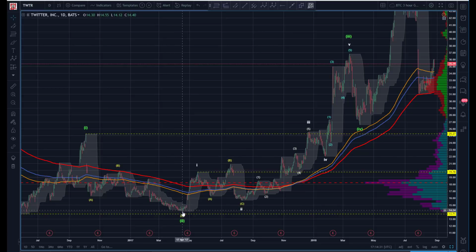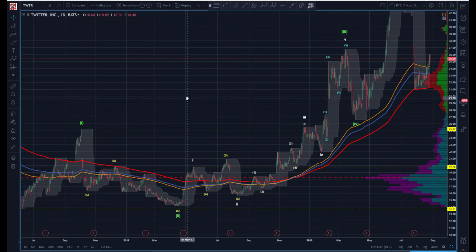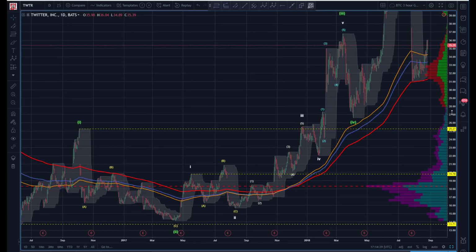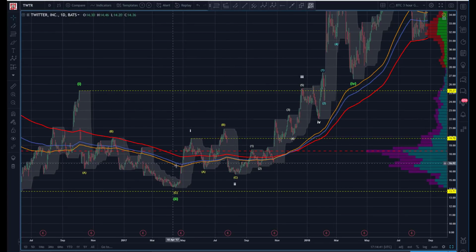So if we're going to allow for this to be our 2, we're going to go 1, 2, and then I've got us going up here 3. So the subdivision is going to be important if this count is going to work. So let me open this up a little bit. So I do think we get an expanded flat here. The 3-wave structure is a bit of a tell here. So I've got us going 1, then an ABC into a 3-wave structure, I should say. So we get an ABC into an A, ABC into a B.